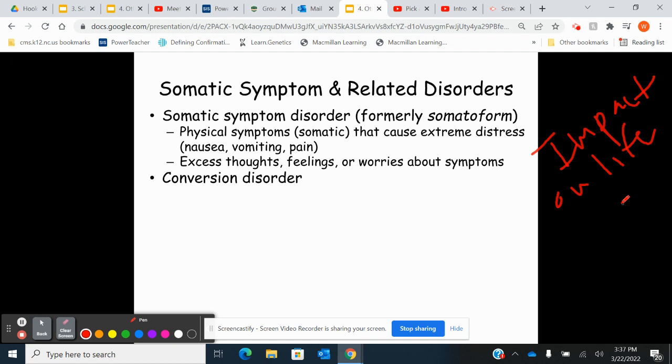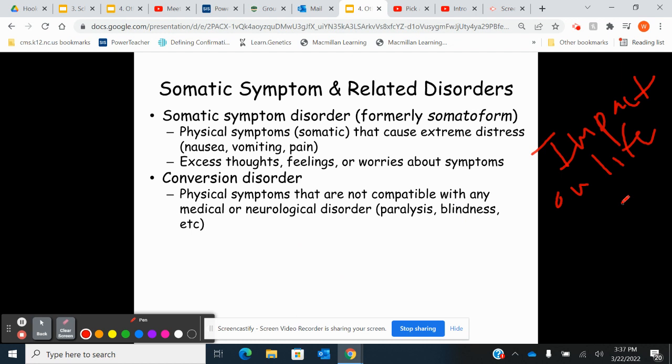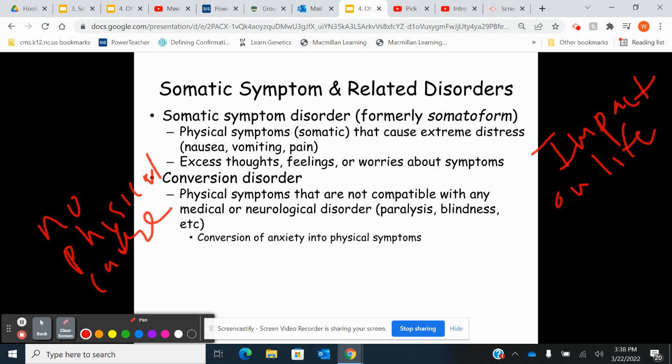Conversion disorder is a disorder that is somewhat similar to this, where a patient has physical symptoms such as paralysis, blindness, etc., might be seizures, whatnot, that are not compatible with any sort of medical or neurological disorder, meaning they are basically having physical symptoms that have no physical cause. The assumption about conversion disorder, the reason why it's called conversion disorder, or it's also called functional neurological symptom disorder, is it is the conversion of anxiety into physical symptoms.